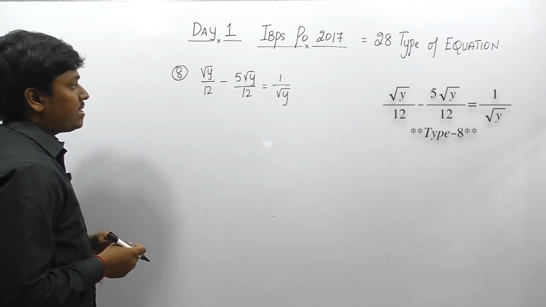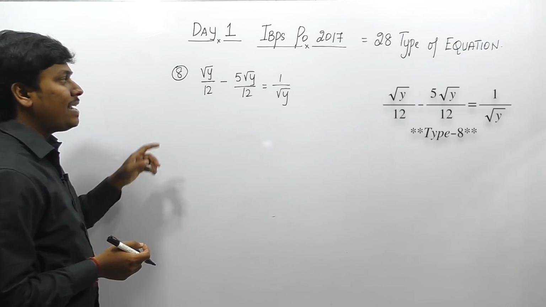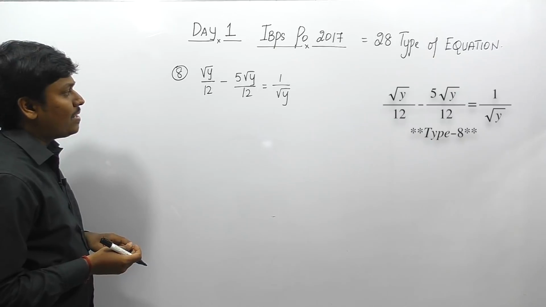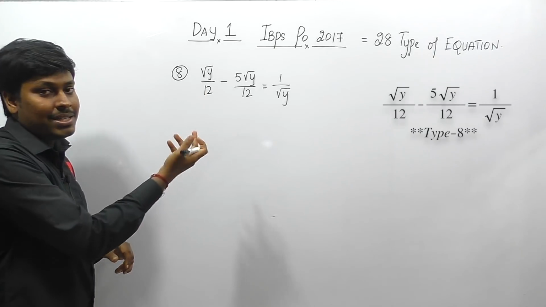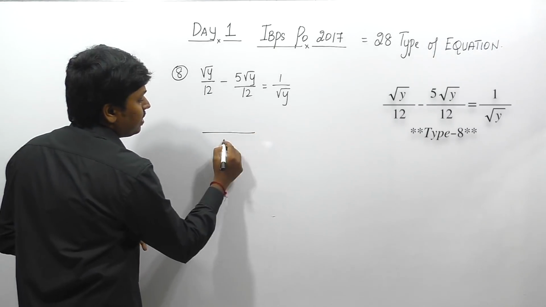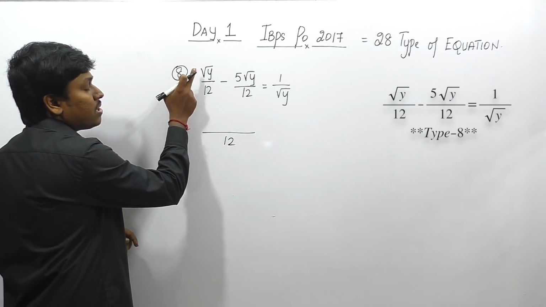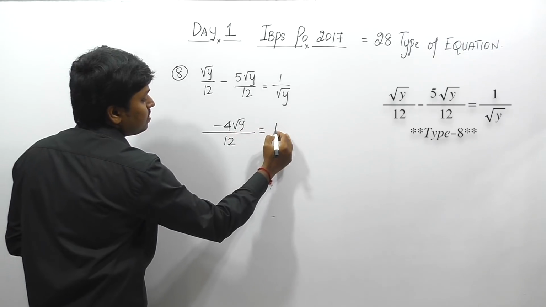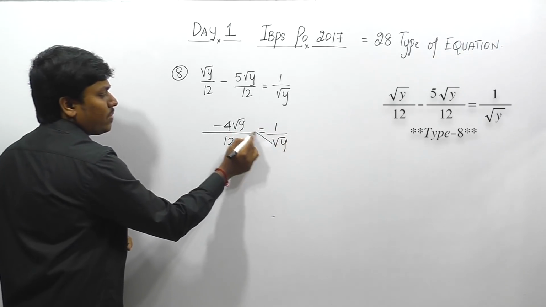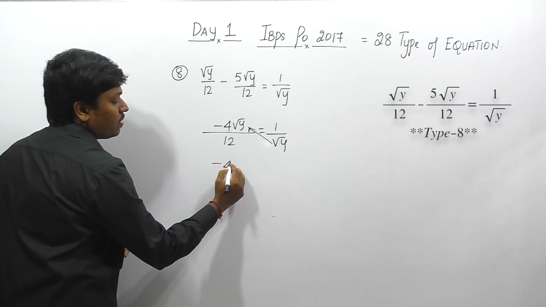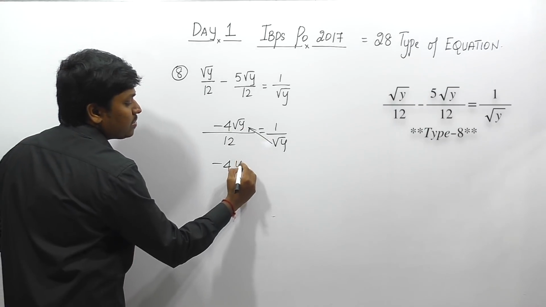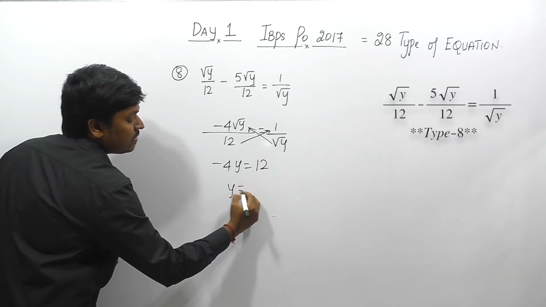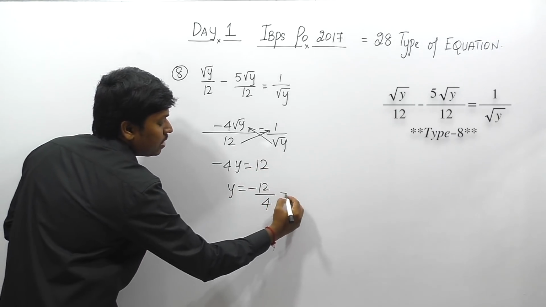Type number 8 equation. So root y divided by 12 minus 5 root y divided by 12 is equal to 1 divided by root y. And then on the left hand side both terms have the same denominator, so let me take the common denominator 12. So this becomes root y minus 5 root y, which will be minus 4 root y, is equal to 1 divided by root y. So you can cross multiply, right? So minus 4 root y into root y becomes y, and 12 into 1 becomes 12. So y is equal to minus 12 divided by 4, so minus 3.